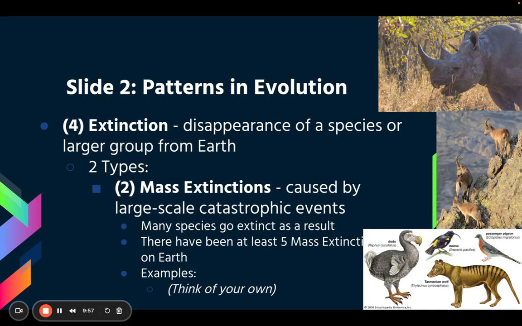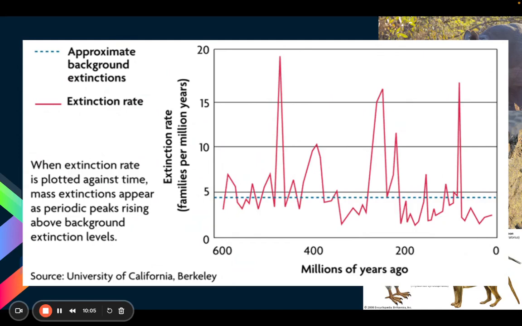We have had at least 5 mass extinctions on Earth in the last 600 million years. This graphic shows the mass extinction events and when they occurred, and you can probably think of when the last one took place.